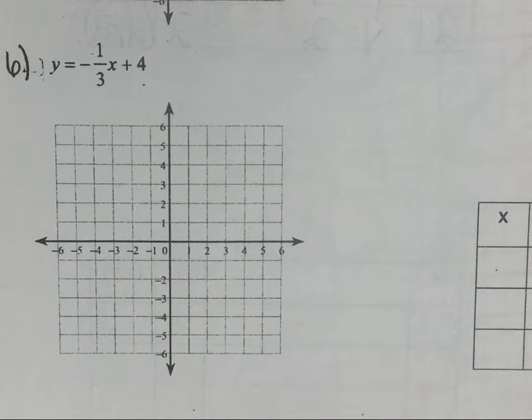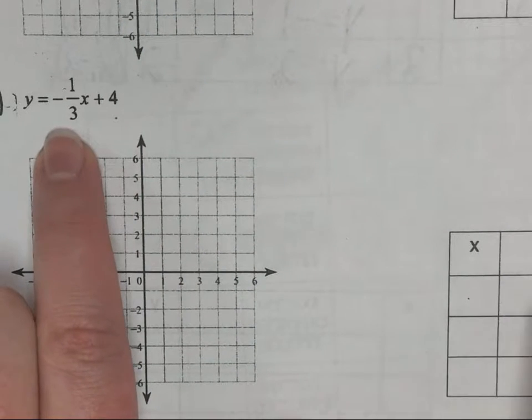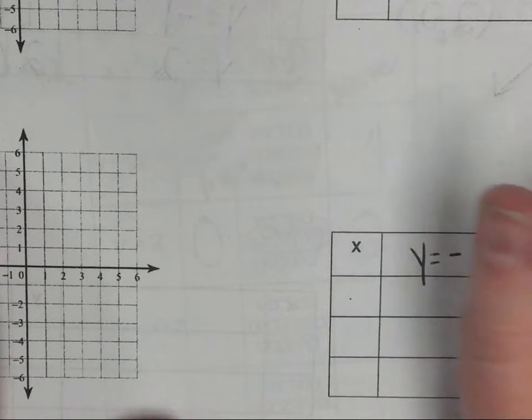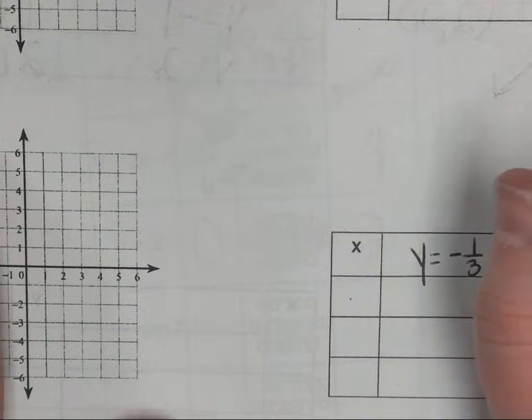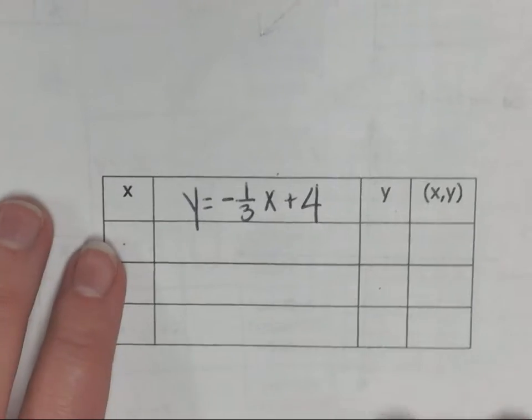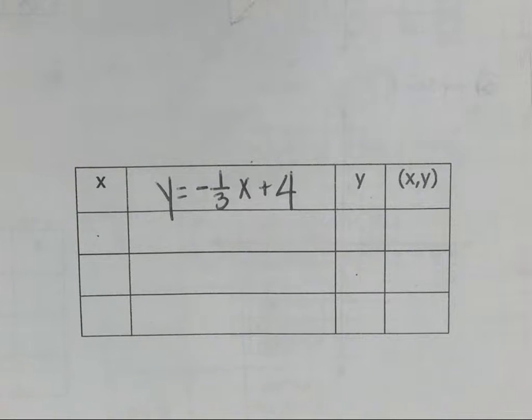First thing I'm going to do is, again, copy my equation into the center box. So y is equal to negative, don't forget that negative, 1/3 x plus 4. Just copy down the equation. Again, this is just another way of graphing a line.